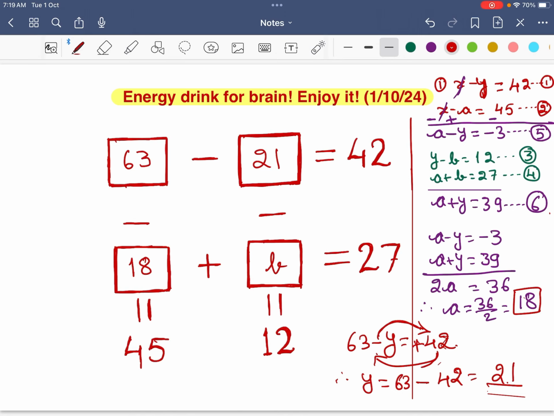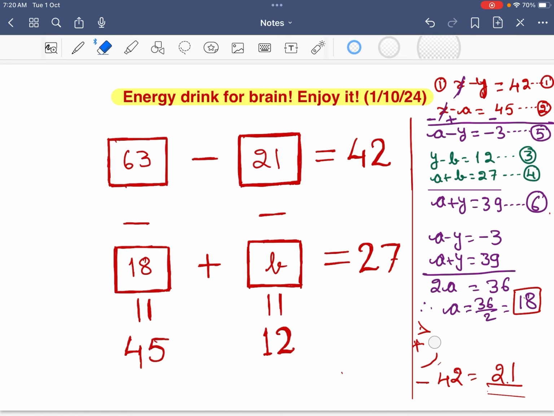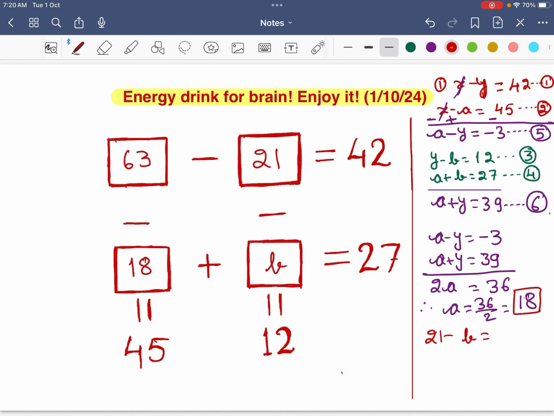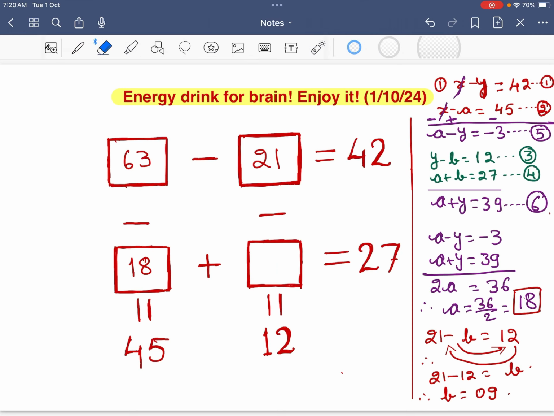Right? Now 21 minus b is equal to 12. Similarly, very easy. Therefore, b, if we bring it to other side, it will become plus b, and 12, if we bring it to other side, it will become minus 12. So, 21 minus 12 is equal to b we are getting, right? Therefore, b is equal to 11 minus 2, 9, 0, 9. b is equal to 9.